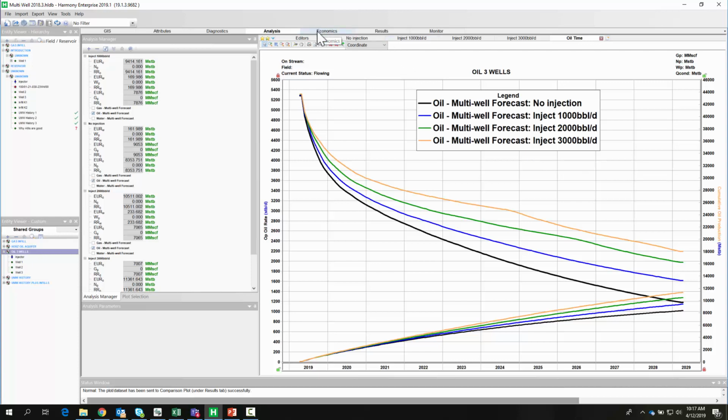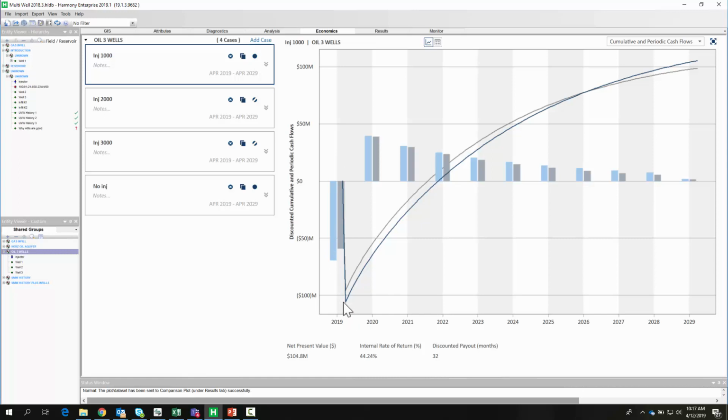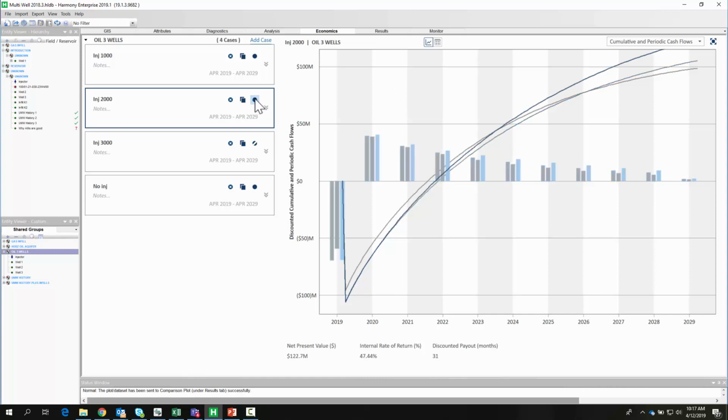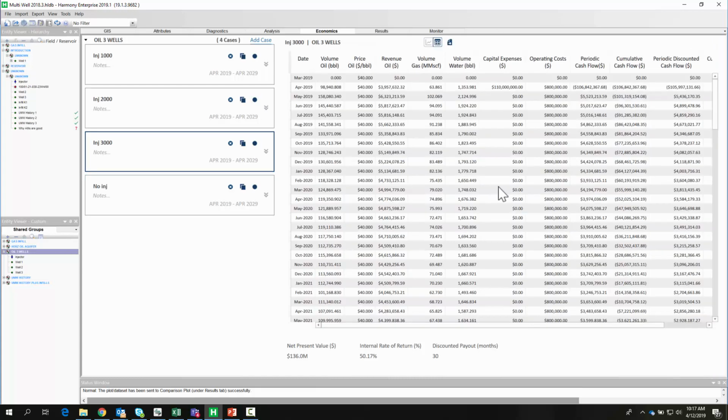The final thing I can do as an option is I can either send these forecasts out to any of my reserve software, or I can also do some simple economics right in Harmony Enterprise. So this is my discounted cash flow forecast if I don't do any water injection, or if I inject at 1,000 barrels per day, we got a slightly higher initial cost. We have some different operating costs for the energy and horsepower to inject water, injecting at a higher water rate and then the highest water rate. See what our cash flow is going to be. So we can export these discounted cash flows and do some quick checks there.